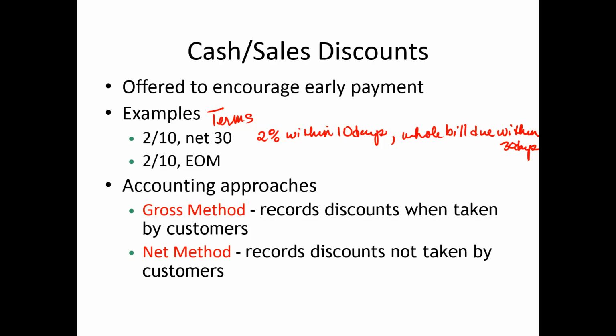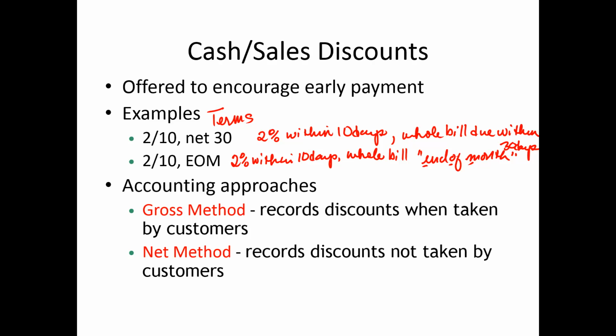So that's one example. Here's another one, 2/10 EOM. That means you get a 2% discount if you pay within 10 days of the invoice, and the whole bill is due by EOM, which stands for end of month. EOM, E-O-M, end of month.